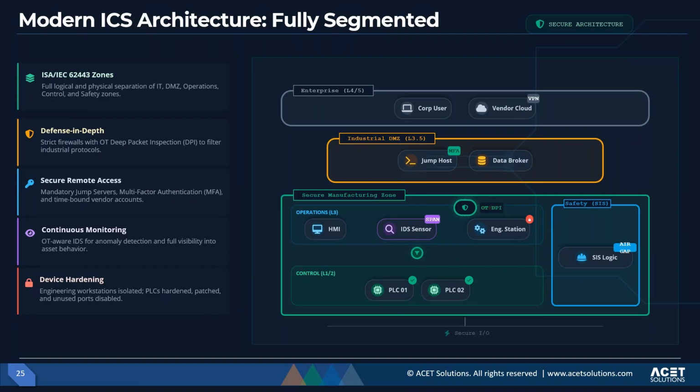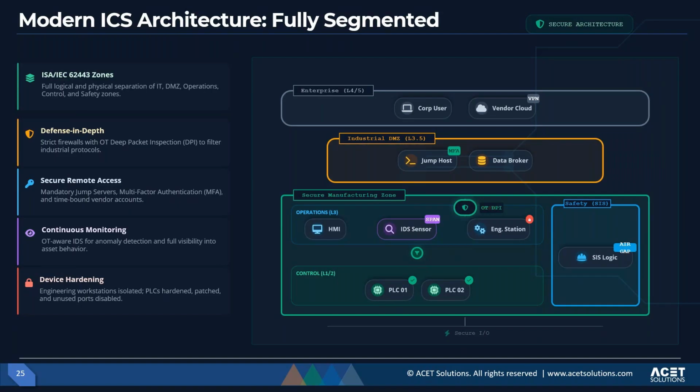There is a clear separation between the IT network and the adjoining DMZ, the operational zone, the control zone, and the safety system. Each zone has its own security controls, communication rules, and access requirements. This prevents unnecessary direct communication between layers and minimizes the risk that a compromise in one zone will affect another.